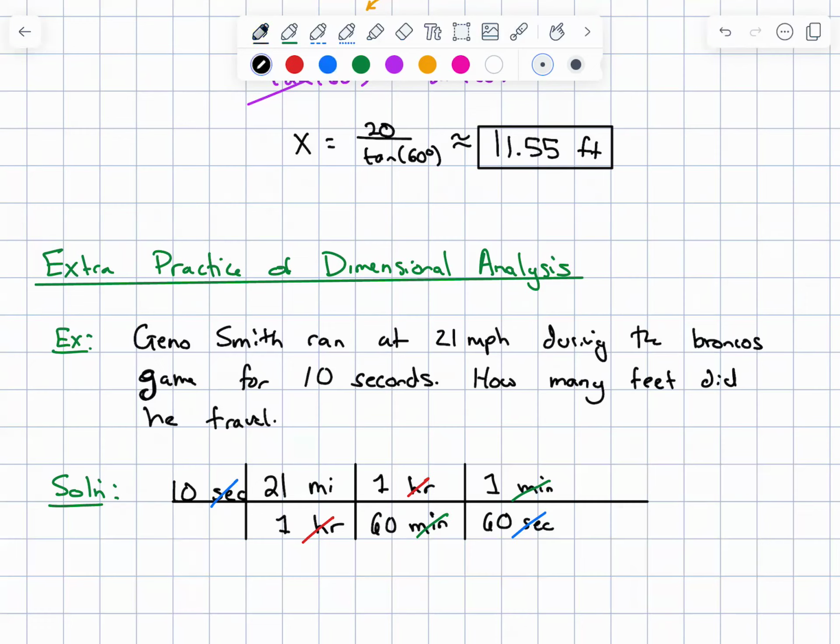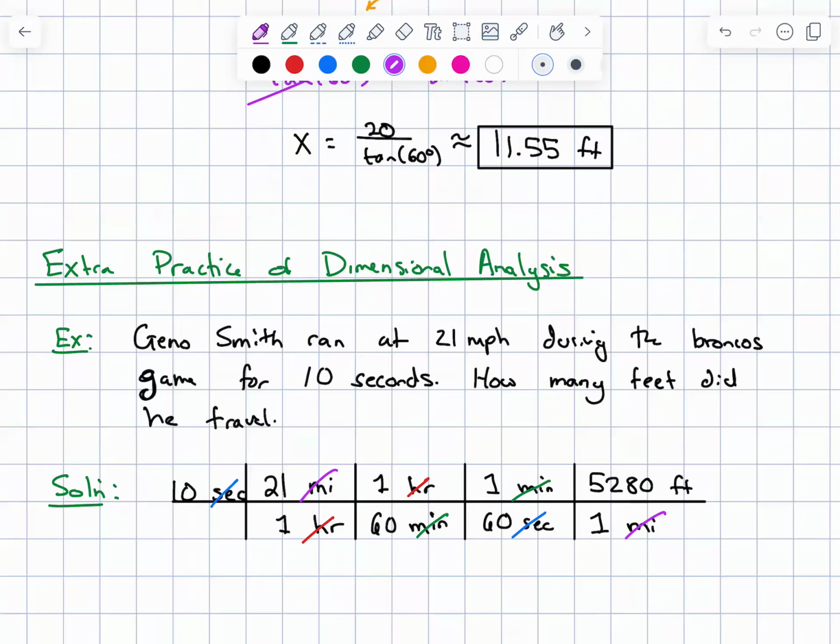But the problem is that we don't want miles, we want feet. But good news is there is a direct correlation between feet and miles. For every 1 mile, there are 5,280 feet. And then the miles would cancel. And if we're looking at all the units, they are canceled except for feet, which is exactly what we want.